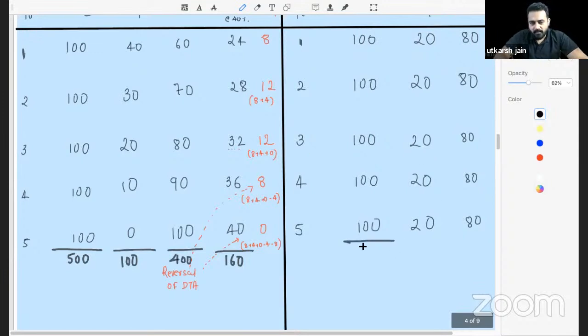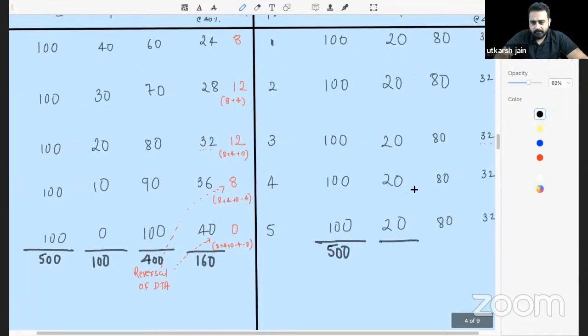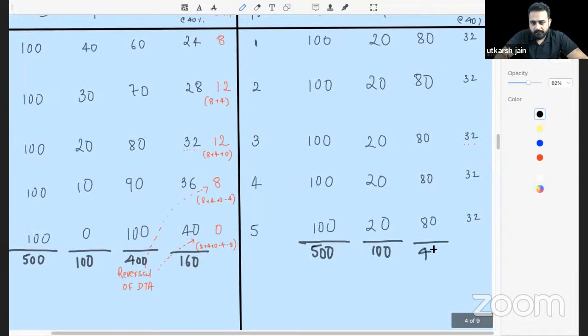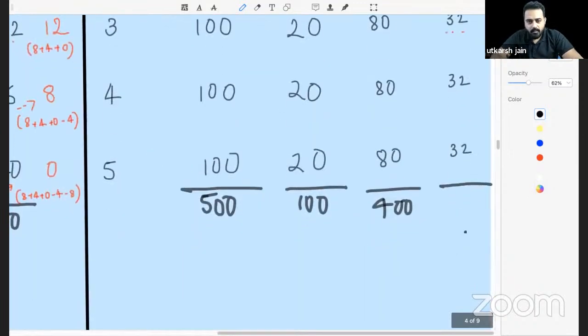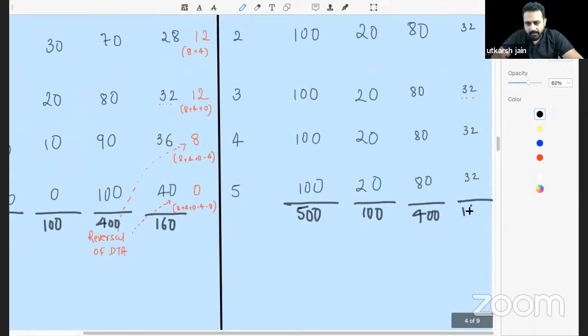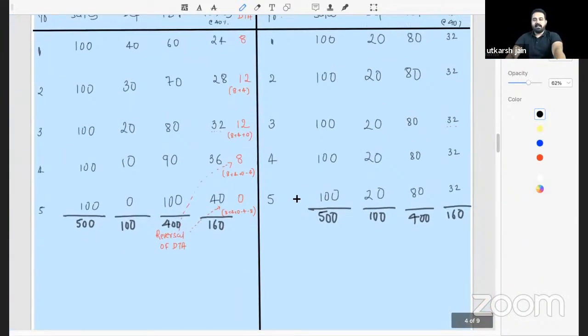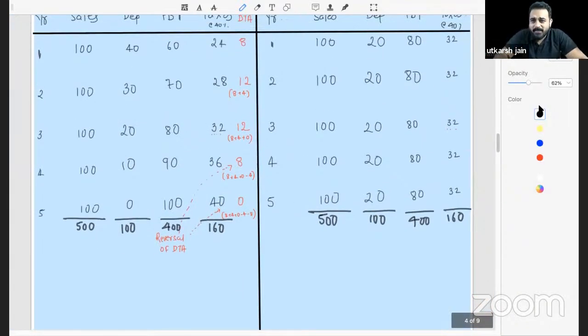Total here in the tax book, 500, 100, 400. And how much will this be? This will be 160 again. What do you see? See something interesting?